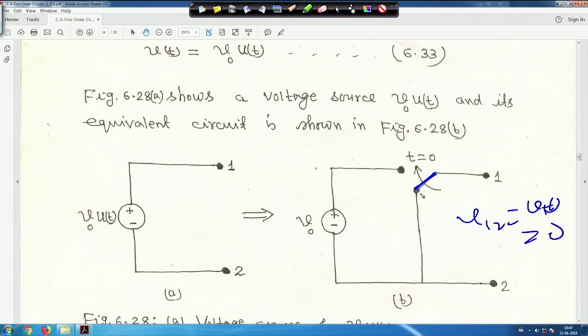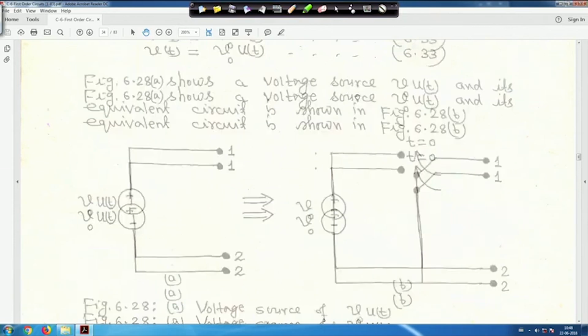But when the switch position has gone from this to this, I mean when it is connected, at that time V12 is equal to v(t) is equal to V0. So, if we draw V0 u(t), this is the equivalent circuit from here. How you will make it in a switching logic, just one second. So, this way you can make it.